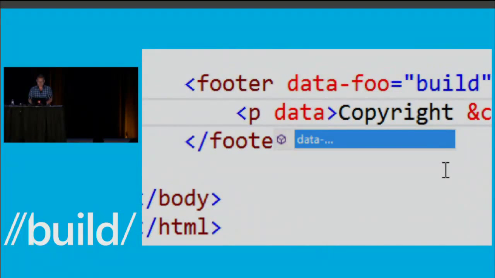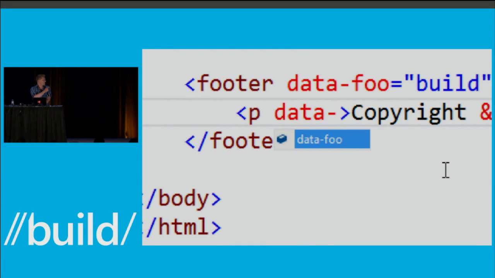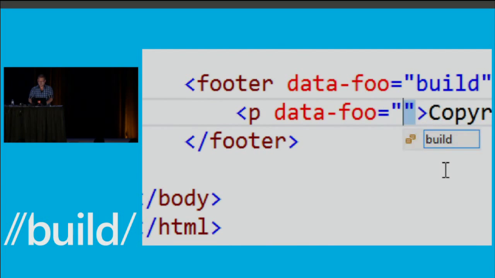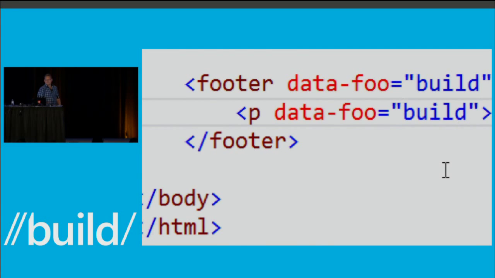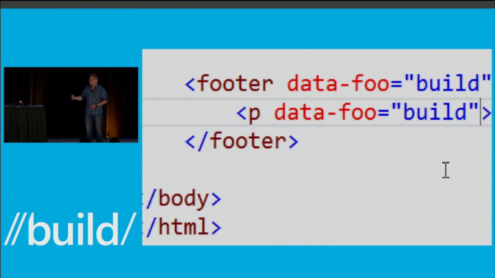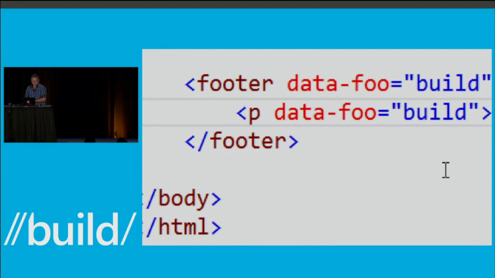So data dash, and you see foo now shows up. But so does the value. All right, so this is IntelliSense being even more intelligent and dynamic than before. You're going to see a lot more of this, not in preview, but in the final product. A lot more intelligent IntelliSense than what you're used to. This was not really possible before, but now we can finally do this.